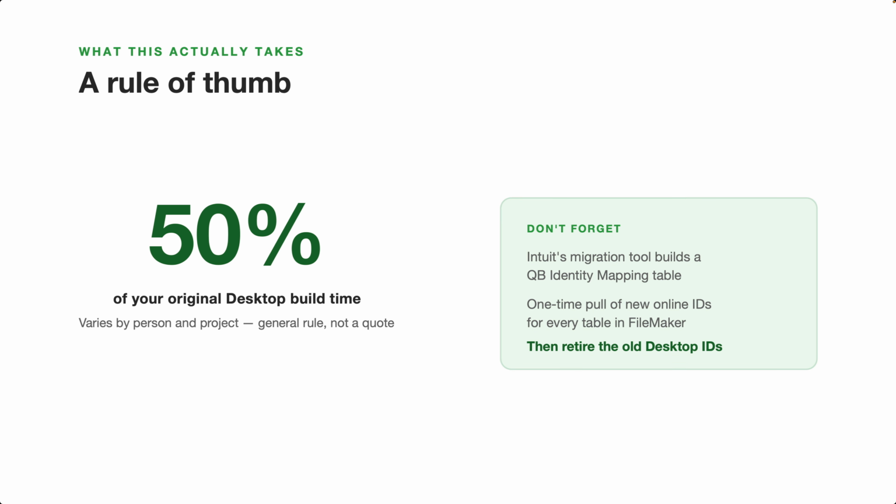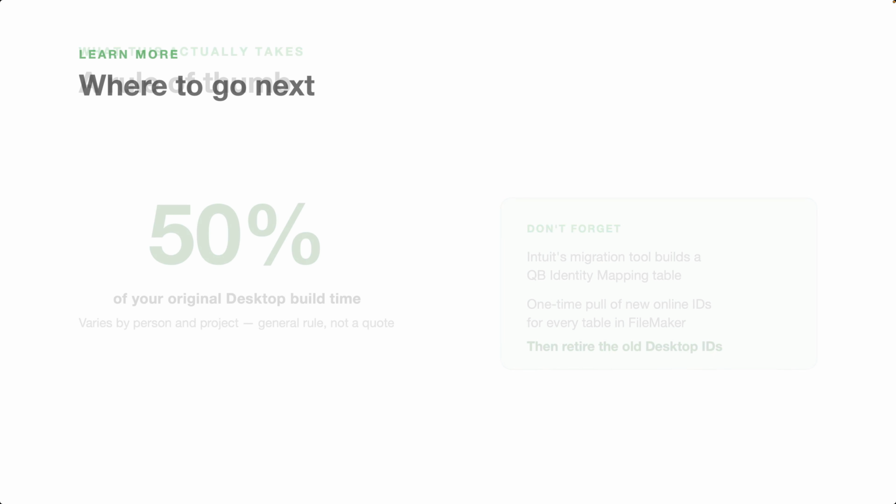There's also housekeeping most people don't plan for. If you use Intuit's migration tool, it builds an ID mapping table behind the scenes. You'll do a one-time pull of the new online IDs for every table in FileMaker, and once that's done, retire the old desktop IDs so nothing else references them by mistake.